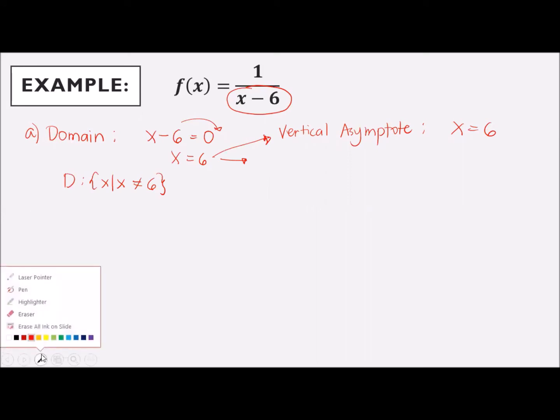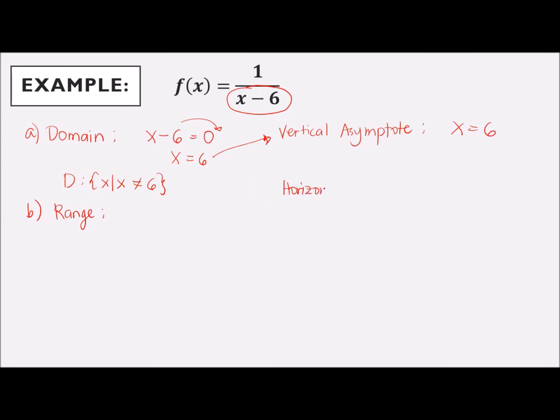So, madali, di ba? You can also try it. You can pause this video, tapos sagutan ninyo. Then afterwards, after you answered it, pwede nyong i-check. Okay? Then, the next one is the range. So, naka-pair up siya, di ba, sa horizontal asymptote.